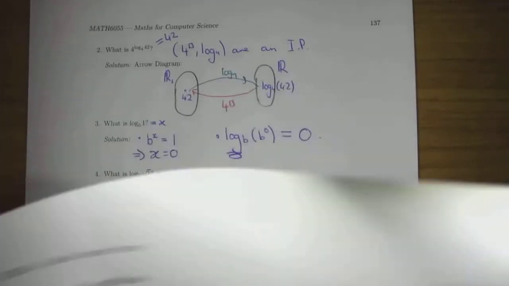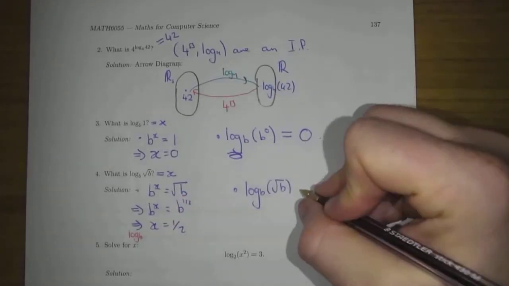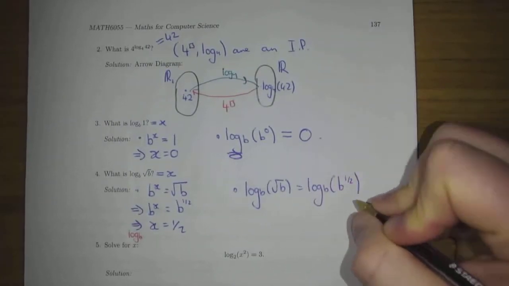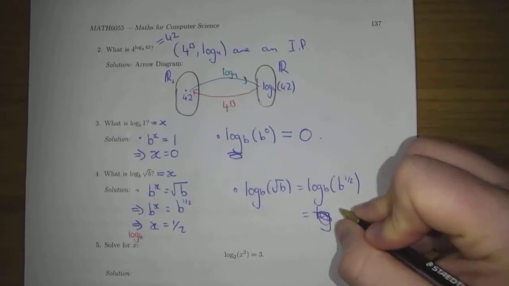So if I could write square root of b as a power of b, you would just have to know that the square root of b is b to the power of a half. And then they're inverses of each other. So that's a half.